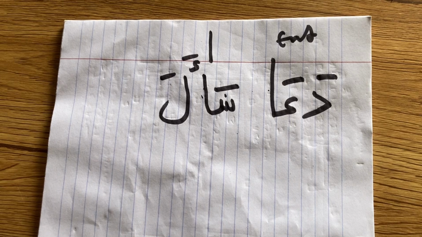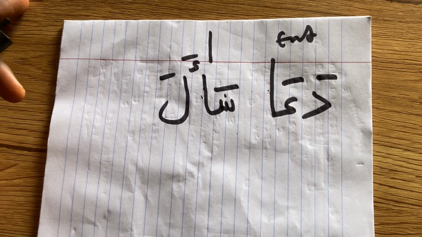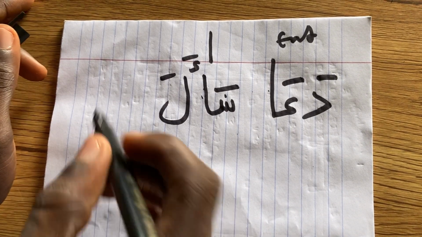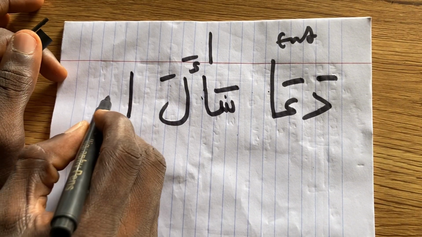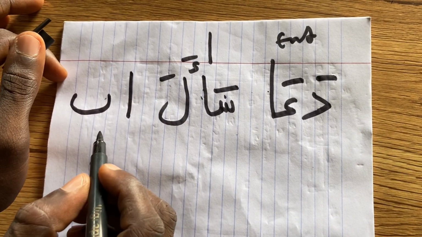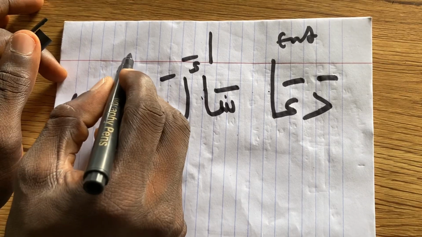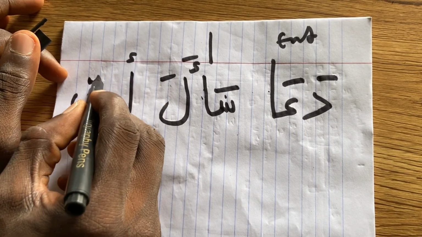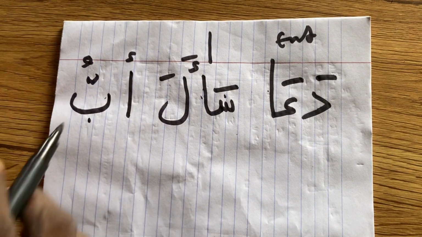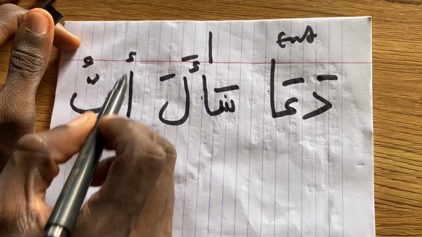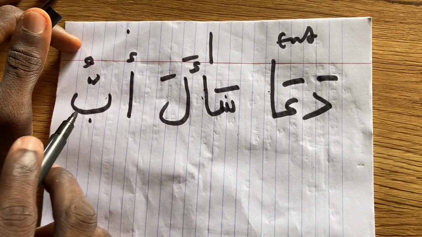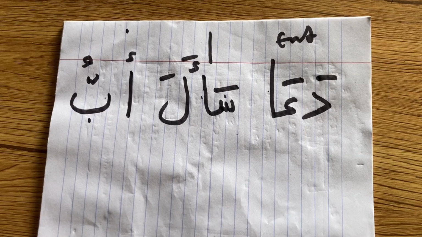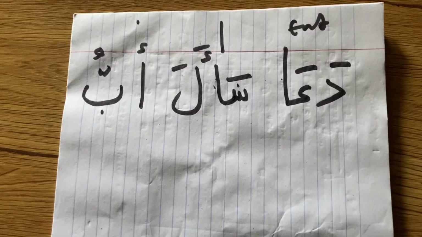Now let's see the beginning alifun. Alifun fatah a, ba'un fatah ba, ba damma bu, abu. You can see it's abu. This is alifun at the beginning. You can see it's a different shape in a different way.